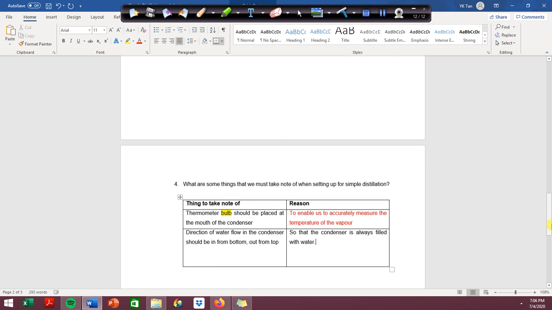And lastly, the things that we should take note of when setting up for simple distillation, which includes the position of the thermometer bulb as well as the direction of water flow.